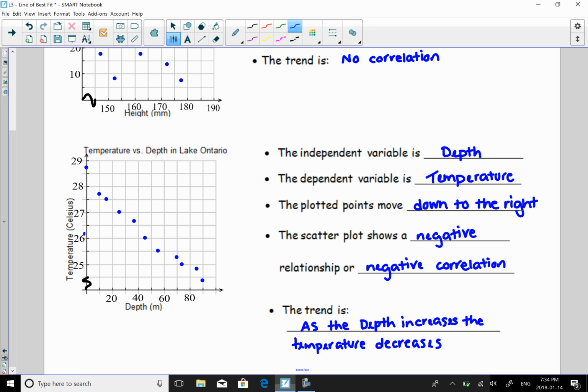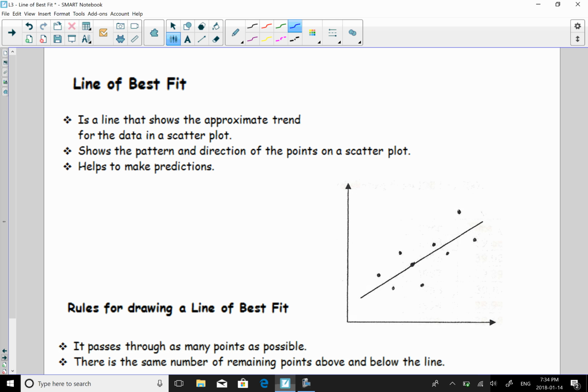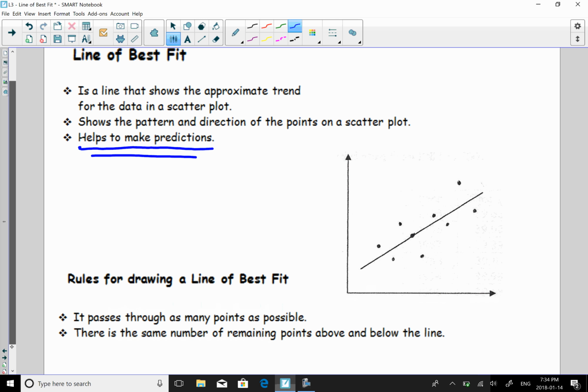Okay, so let's look now at our next example. Before that, let's talk about what is line of best fit. It is a line that shows an approximate trend, so you're estimating with the data on a scatter plot. It shows the pattern and direction of the points, so when you draw a line, you can see the direction it's going. And most importantly, it helps us make predictions. That's why we draw it.